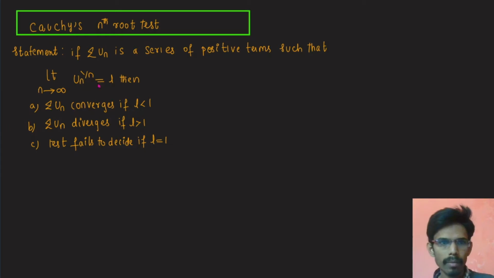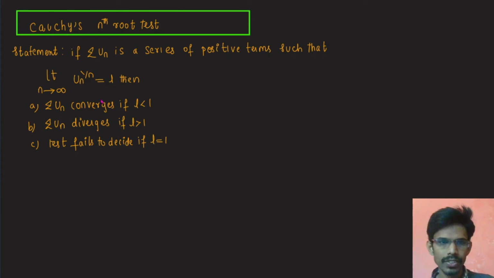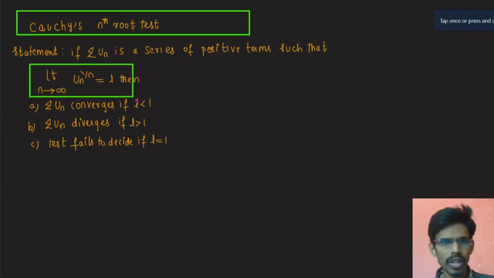So un power 1 by n equal to L. Then this sigma un converges if L is less than 1. Here we have less than 1 for convergence. Sigma un diverges when L is greater than 1. Next, the test will fail to decide whether convergent or divergent if the value of this L is 1. The most important thing is the condition which will help us to decide whether this given series is convergent or divergent: this limit n tends to infinity of un power 1 by n, that is the nth root of this un.